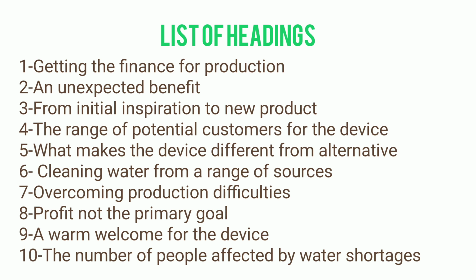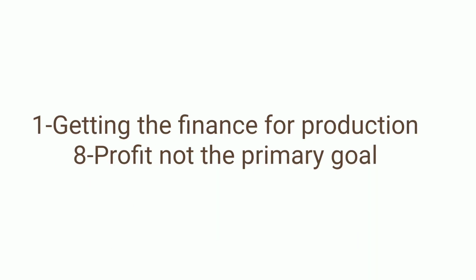So the first heading says getting the finance for production. Yes, this is close. They are arranging some funds over here. You can say it has raised, you see that, raised in funding. So 1 is closer, and unexpected benefit, no, not talking about benefit. Let's close this also. Then 3rd, 4th, 5th, 6th and 10 are already gone, so we will not consider them. The 7th is saying overcoming production difficulties, nothing about production, so let's eliminate 7 also. 9th is saying a warm welcome to the device, nothing about warm welcoming, so let's cross this. So again there's confusion between 1 and 8.